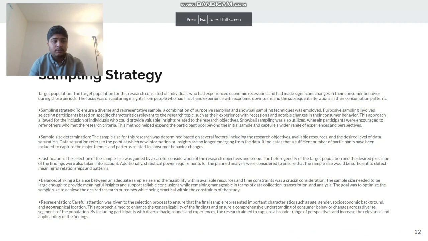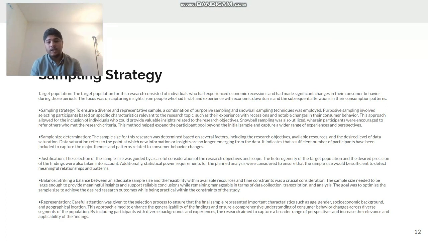Sampling strategy. There were many things for the strategy. We cover the target population, sampling strategy, sample size determination, justification, and balance and representation. The target population for this research consisted of individuals who had experienced economic recessions and had made significant changes in their consumer behavior during those periods. The focus was on capturing insights from people who had first-hand experience with economic downturns and subsequent alteration in the consumption pattern.